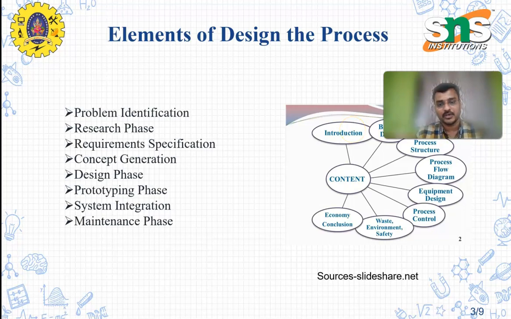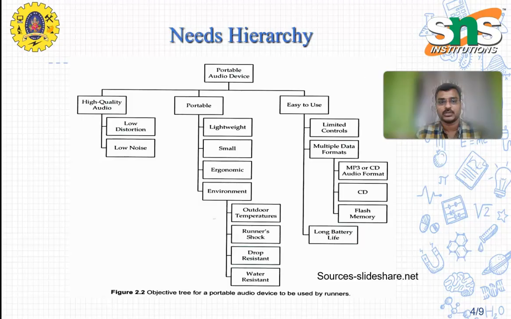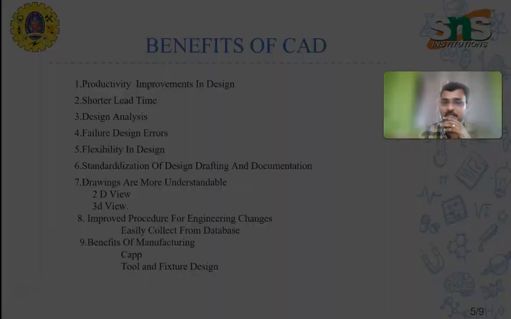The same elements of the design process have been mentioned here in a different way. Then some of the needs hierarchy to do the design: for the portable audio device, high quality audio, and the portable device to be used being lightweight, small, ergonomic, and easy to use. These three are to be considered while designing. Some other parameters are also to be checked during the designing process.